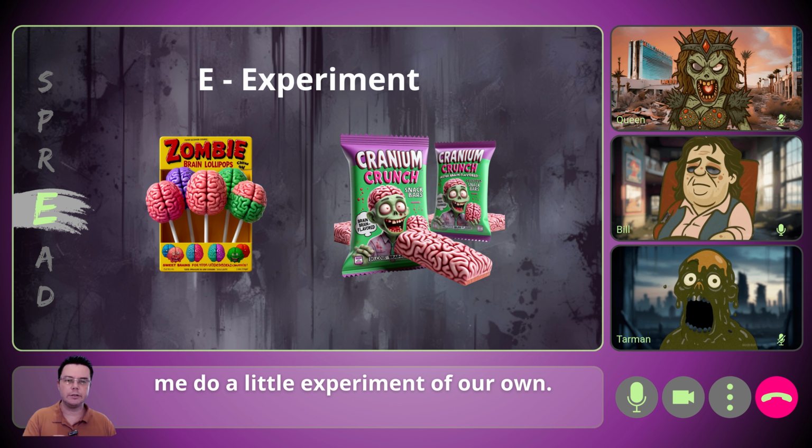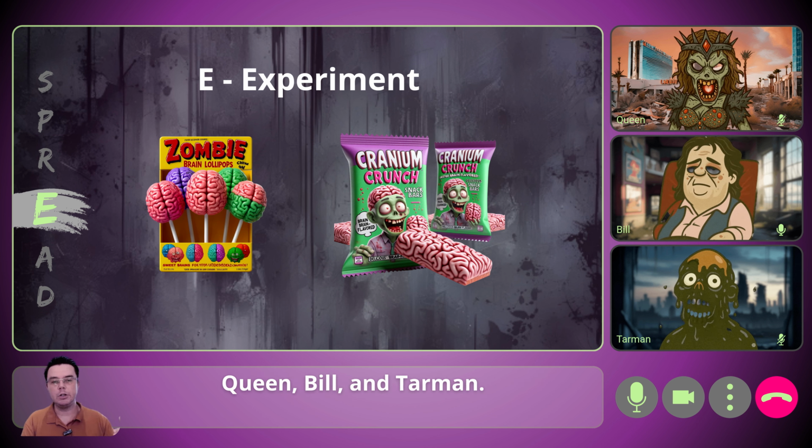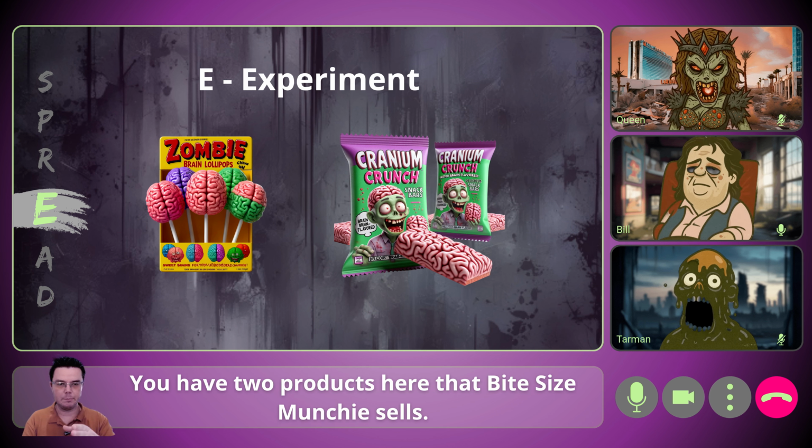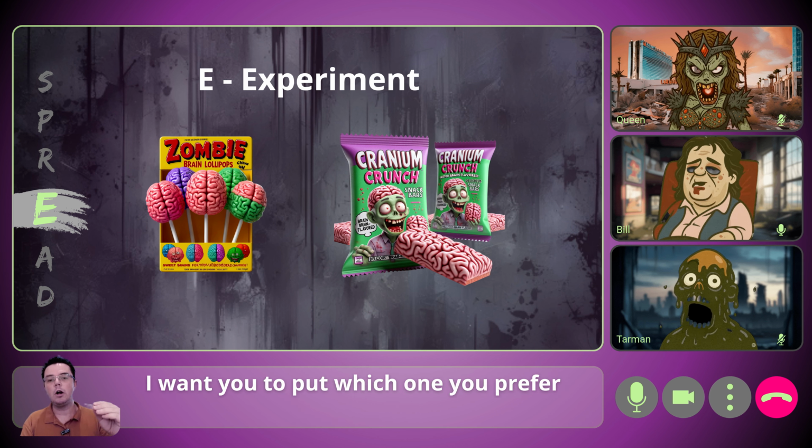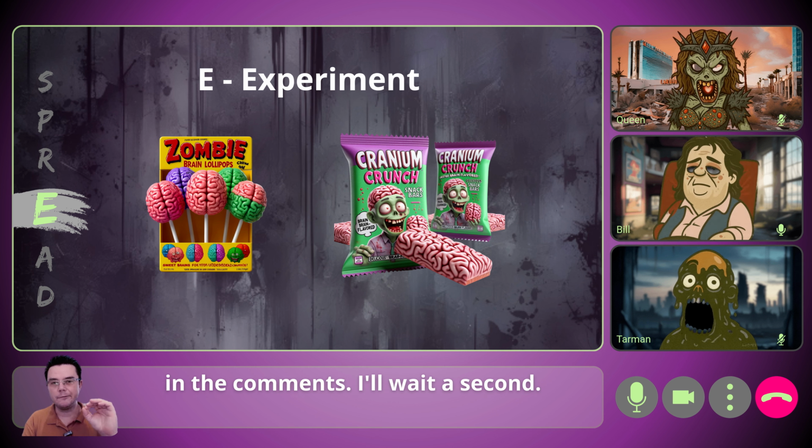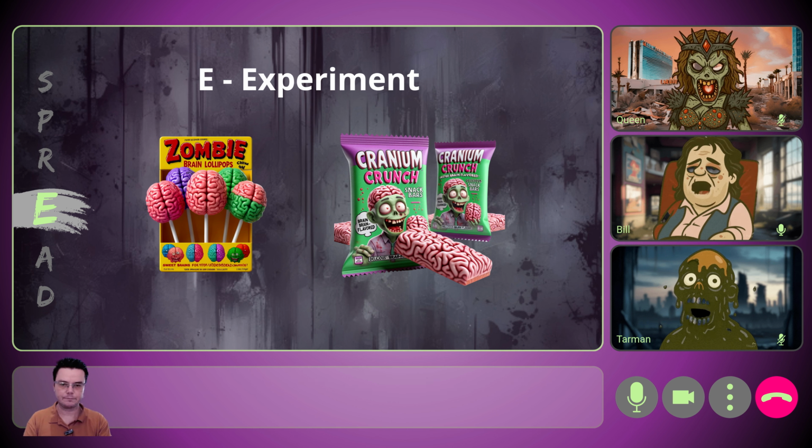Now, let me do a little experiment of our own. Queen, Bill, and Tarman, you have two products here that Bite Size Munchie sells. I want you to put which one you prefer in the comments. I'll wait a second.